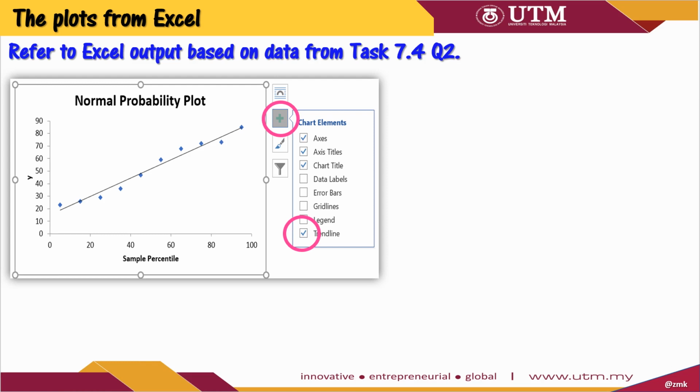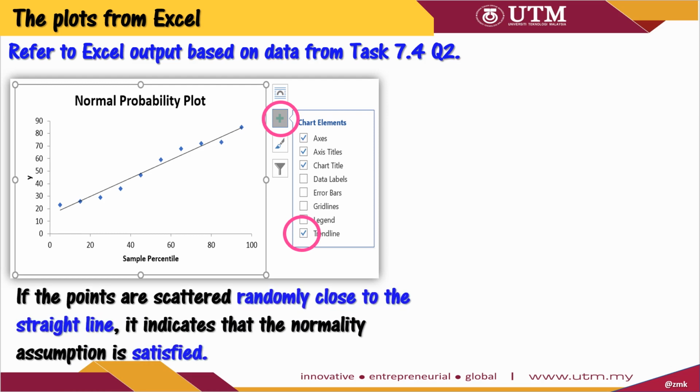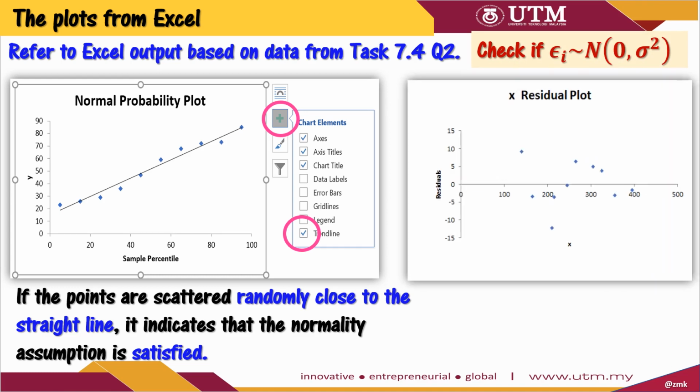What can you infer from this plot? If the points on this normal probability plot are scattered randomly around and close to the straight line, then you can say that the normality assumption of the response variable y is satisfied. For this task question, looking at the points scattered around and close to the straight line, you can say that the normality of the response y variable is satisfied. The second plot is the residual plot to check the normality assumption of the errors or residuals, shown as follows.